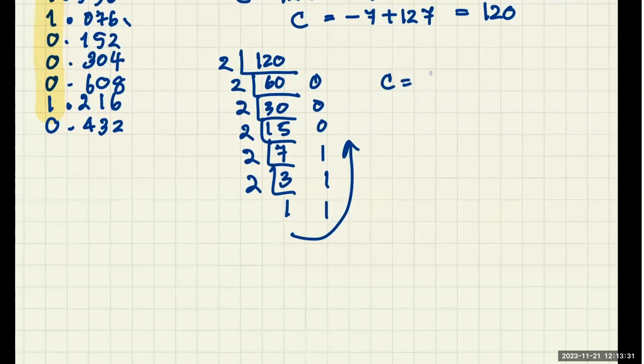So C equal to 1, 1, 1, 1, 0. No, 1. Am I right? Yeah. Okay. So I have C equal to this.